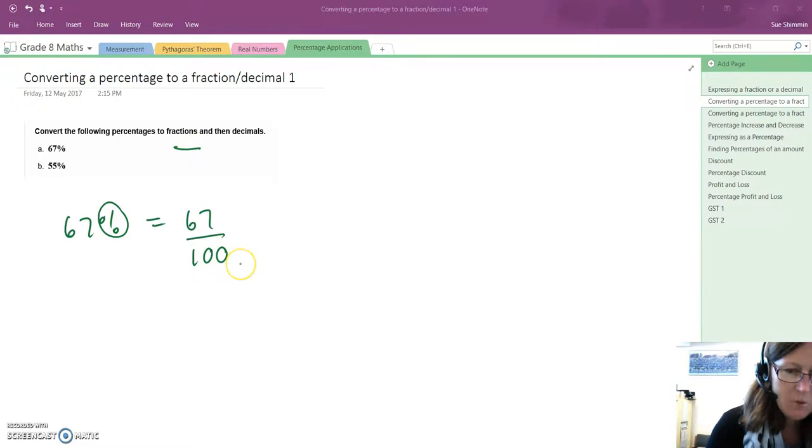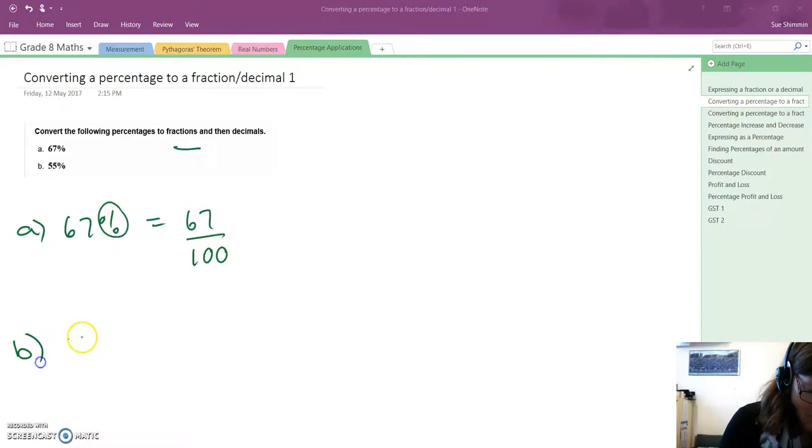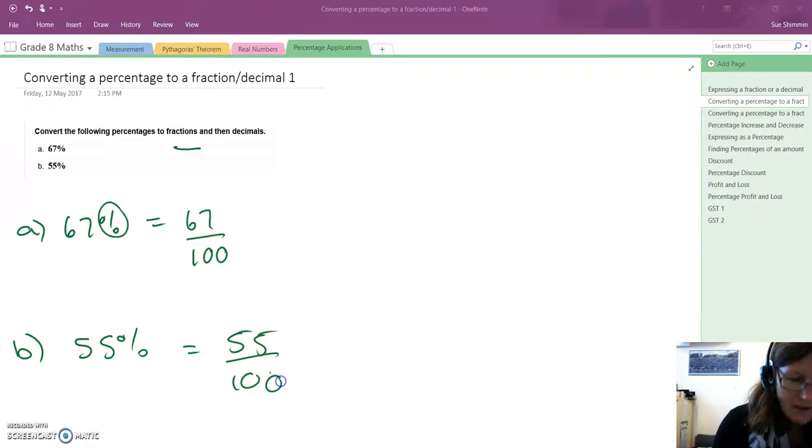Percent means per 100. With the second one, we'll also change that to a fraction. So 55% means 55 per 100. There's one more step for this one. We need to look in both cases if these fractions can be simplified.